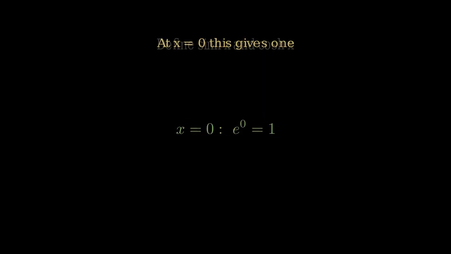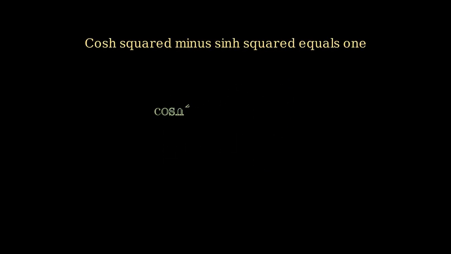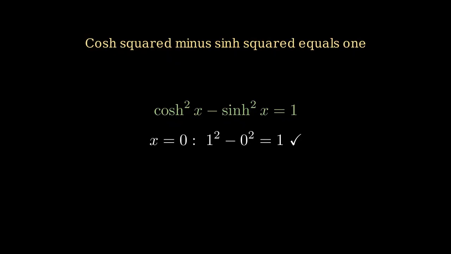Next we define sinh and cosh using exponentials. Sinh of x equals e to the x minus e to the negative x, all divided by 2, and cosh of x equals e to the x plus e to the negative x, all divided by 2. Using these definitions, cosh squared x minus sinh squared x equals 1. Checking at x equals 0, cosh of 0 equals 1, and sinh of 0 equals 0, so 1 squared minus 0 squared equals 1 as required.